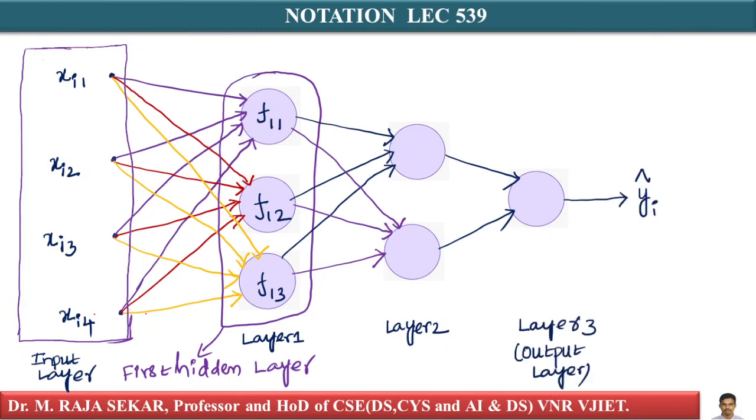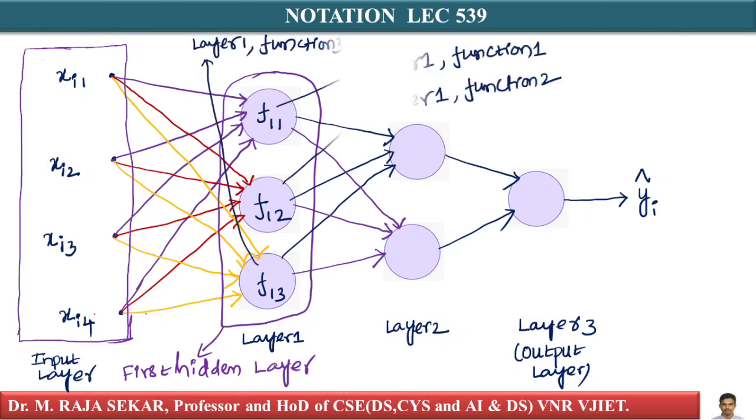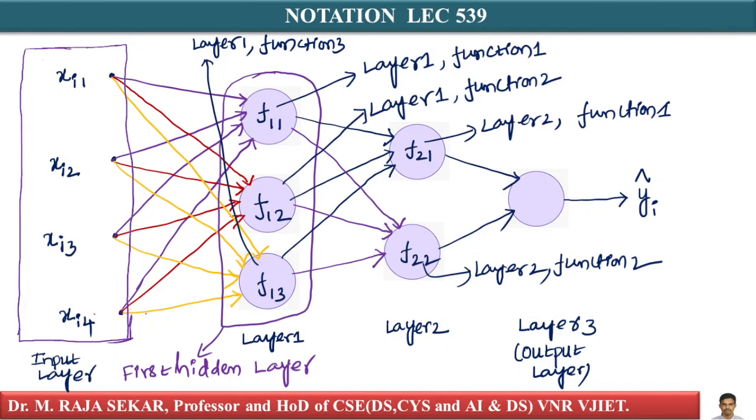So following the same notation, f11 means layer 1 function 1. f12 means layer 1 function 2. f13 means layer 1 function 3. In a similar manner, f21 is layer 2 function 1, f22 is layer 2 function 2. What is my f31? This is layer 3 function 1. This is my yi cap. I have yi cap here.